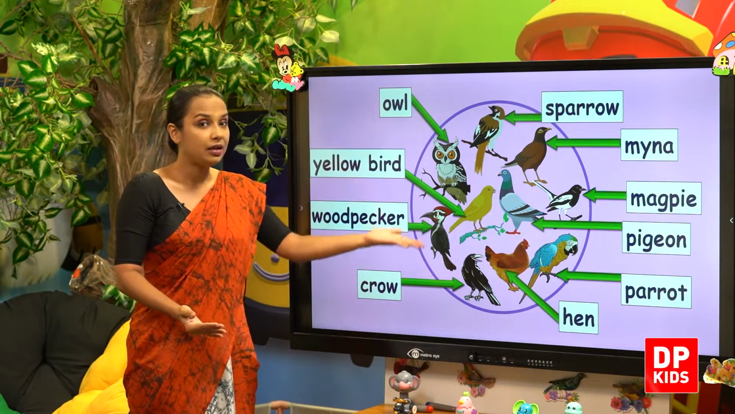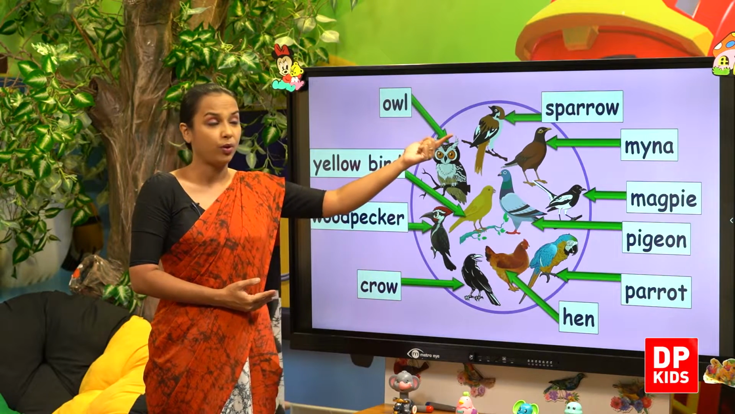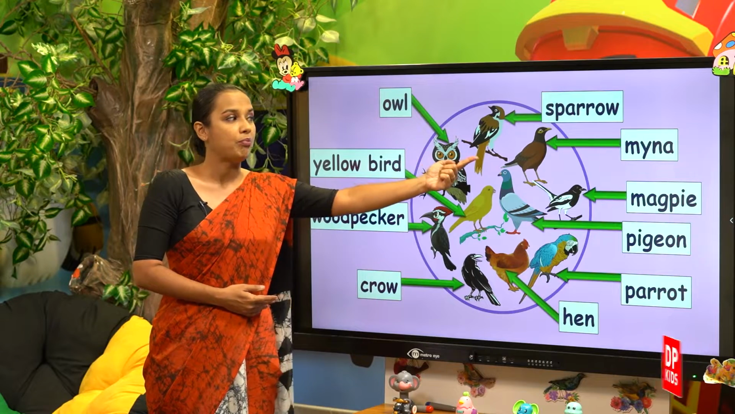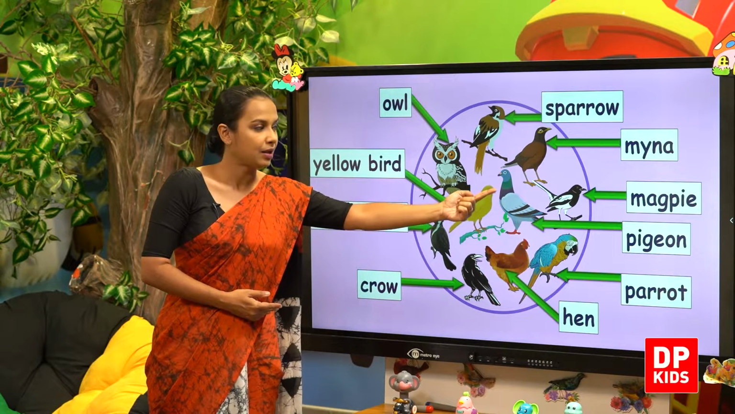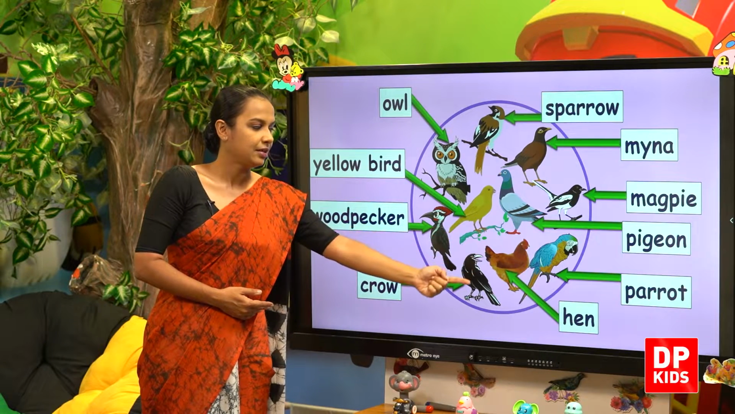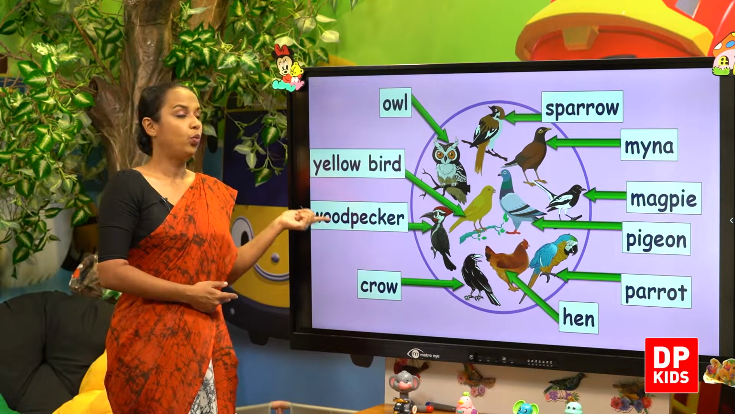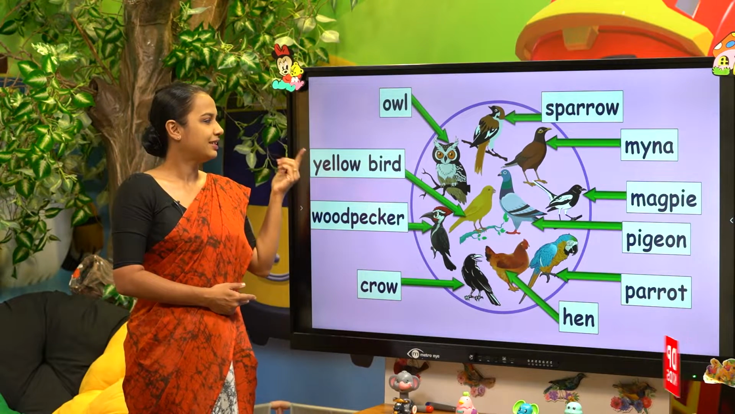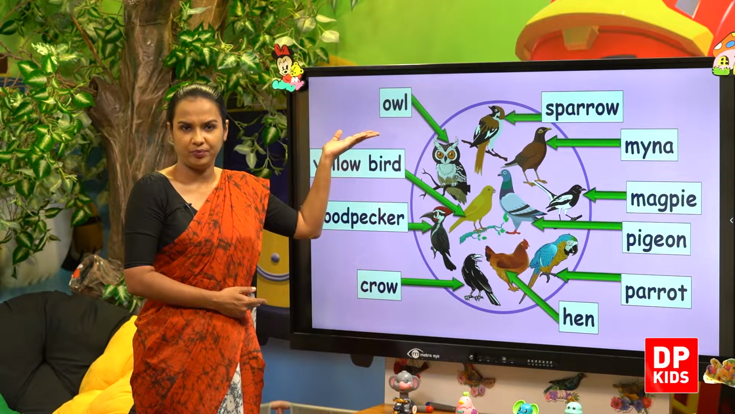So we'll revise the words again. Sparrow, myna, magpie. Pigeon, parrot, hen, crow, woodpecker, yellow bird, and the owl. Right.